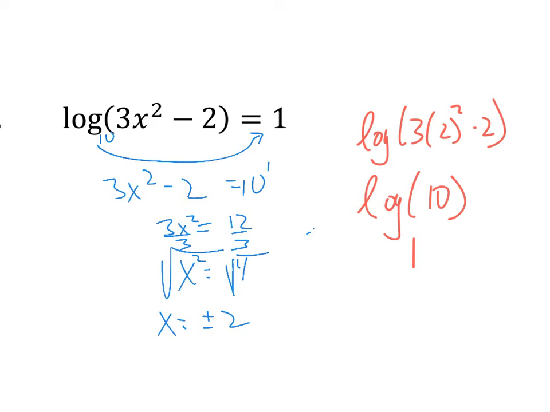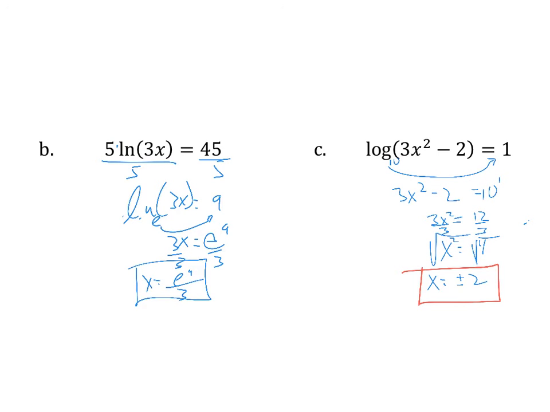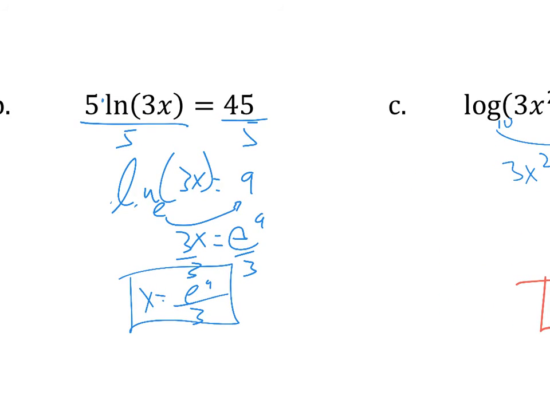Check. Now, if we plug negative 2 in there, it's going to square and still become positive. So it works also. Negative 2 is going to give us the same, so we do have 2 answers there. We didn't check this one, but we should.